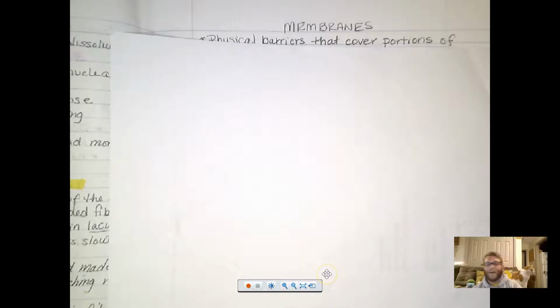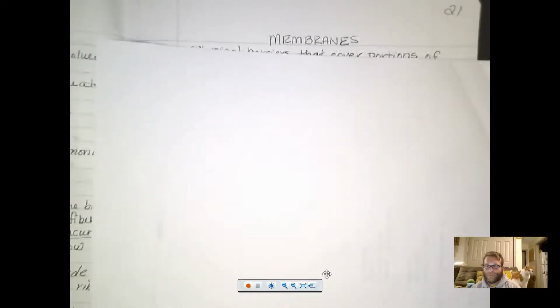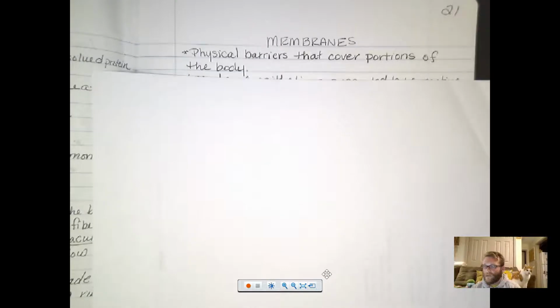There we go. Okay, so membranes. Let's start by defining what a membrane is. A membrane is defined as a physical barrier that covers a portion of the body. So our body is essentially a big membrane. If you think about your skin, for example, your skin is a giant membrane that's protecting your body and covering all the other organs contained within it. But inside of your body, deep to your skin, you do have other membranes that are surrounding various organs inside of the human body.